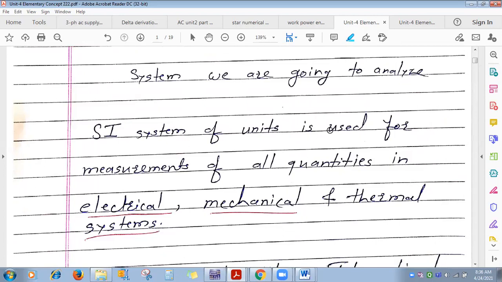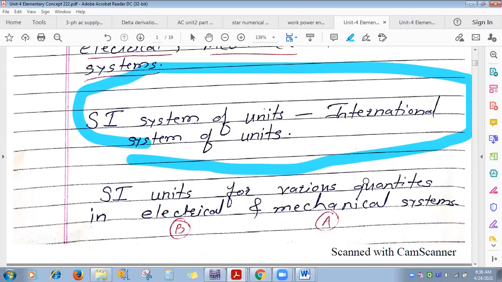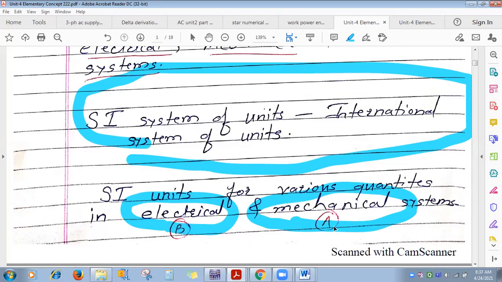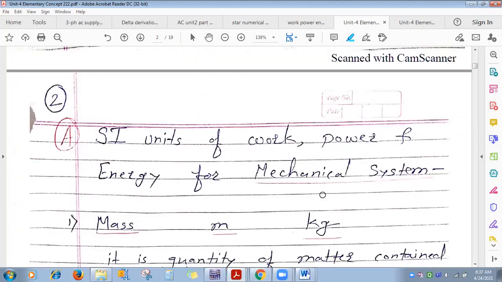Now in this electrical and mechanical system, whatever the units we are going to use, SI system of units we are going to use. SI stands for what? International System of Units. So only electrical and mechanical system we are going to see, not the thermal. Again, I am repeating, don't do the thermal, only do electrical and mechanical.